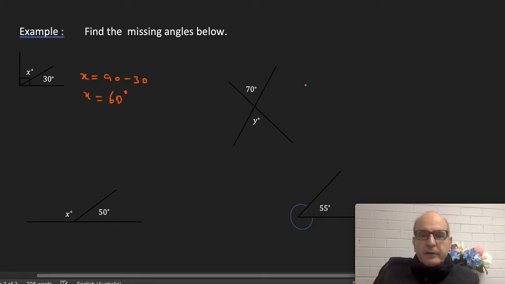For this one, they are vertically opposite. Vertically opposite angles are equal. So Y is 70 degrees. And if I want to write the reason, I can say that they are vertically opposite. This is the sign for degree, a little circle which is empty. Vertically opposite angles are equal. If they ask me for the reason.